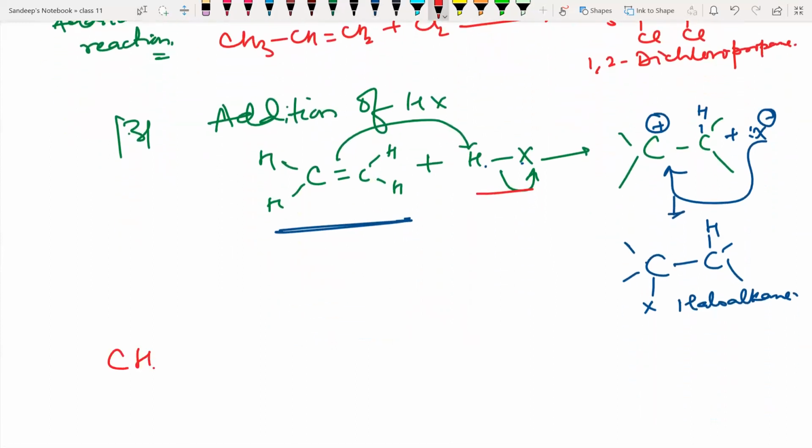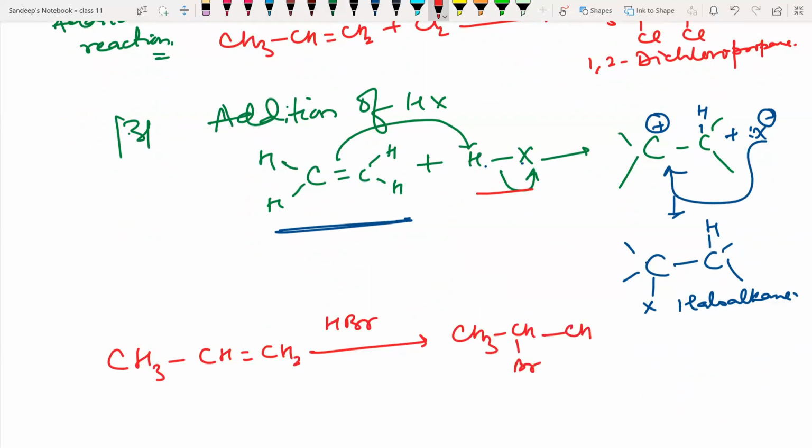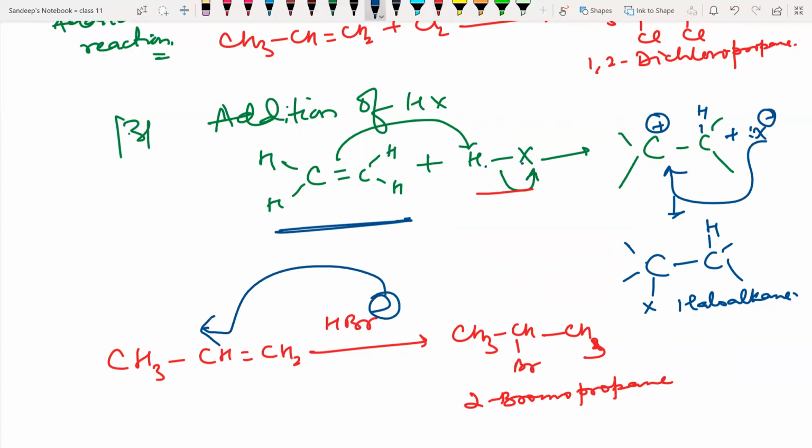So take propene, treat it with HBr. The negative part of the reagent goes to that carbon which has the least number of hydrogen. So 2-bromopropane is the major product. This is called Markovnikov's rule, Markovnikov's addition.